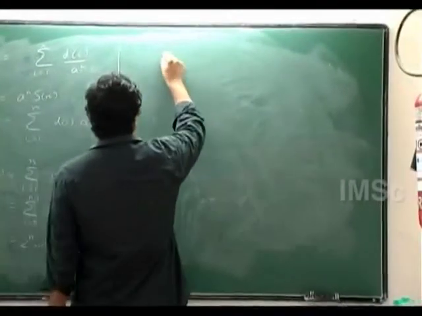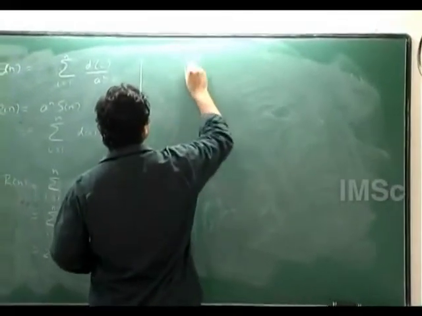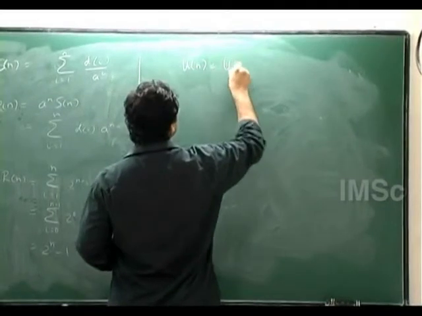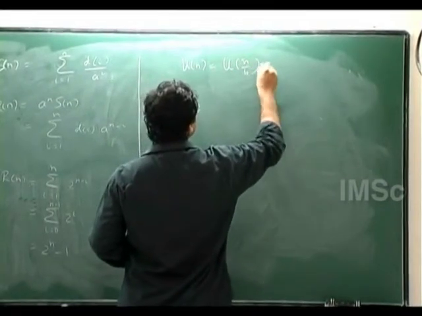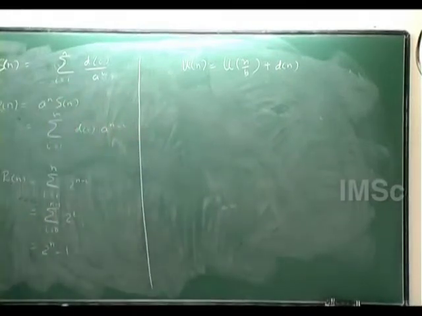So now let's say our recurrence is u of n equals u of n by b plus the driving function d of n. So we do any problem that fits in that pattern. To solve a problem of size n, I solve one problem of size n by b, and then I combine the solution in time d of n.